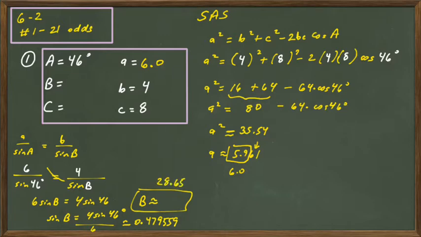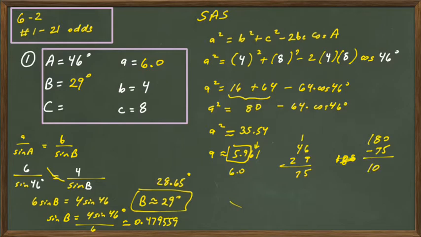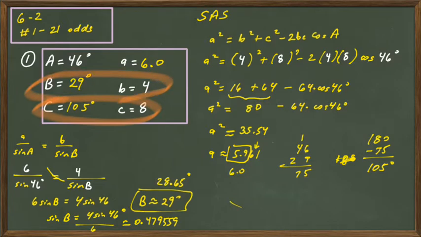How would that round to the nearest degree? I'd call it 29 degrees. So this is 29 degrees. 46 plus 29 is what? 75? So you have 180 minus 75. That should leave the other angle to be 105. Is the biggest side opposite the biggest angle? Is the smallest side opposite the smallest angle?